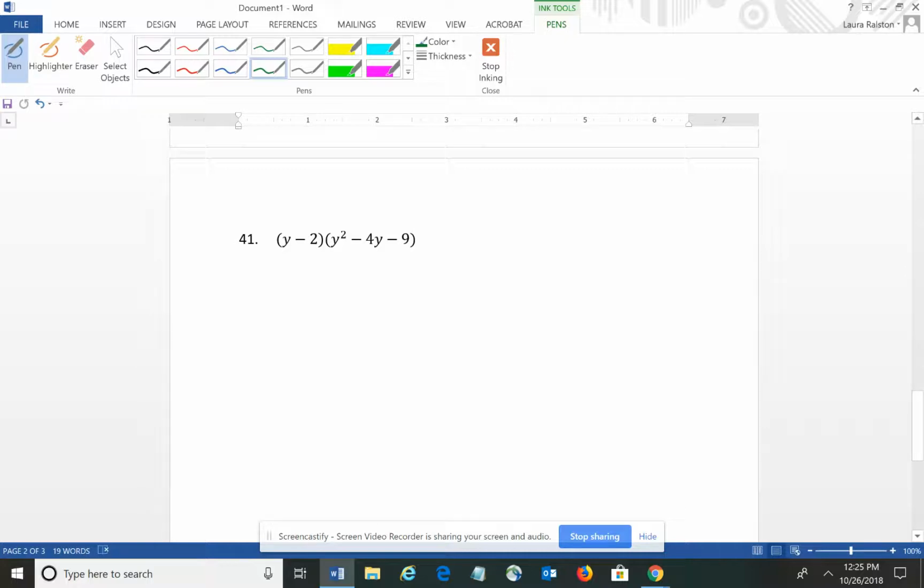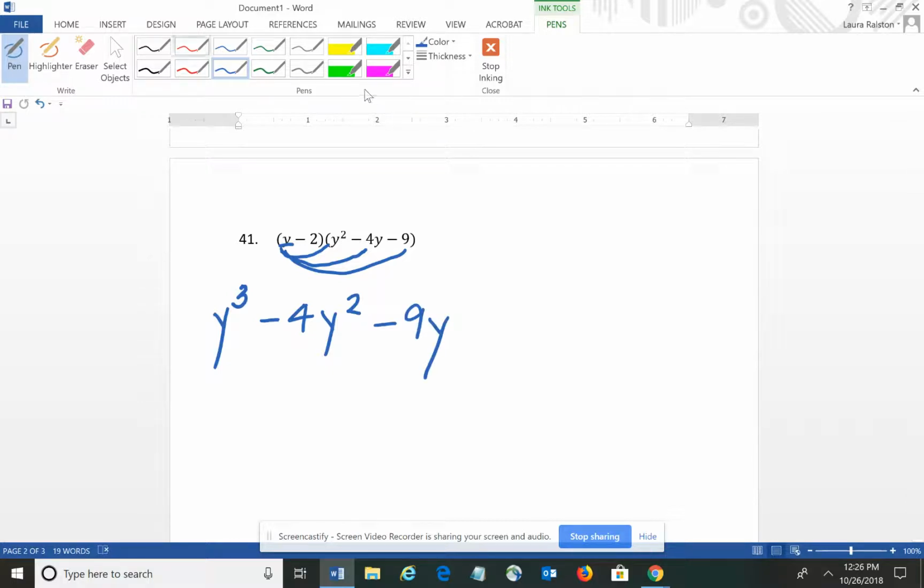And then the last problem there is kind of the same idea, but now you have a binomial times a trinomial. Same idea. We're going to take each term in the first parentheses and multiply it times each term in the second parentheses. So if I start with y times y squared is y cubed. Multiplying the same bases, you add the exponents. 1y times minus 4y is minus 4y squared. And y times minus 9 is minus 9y.